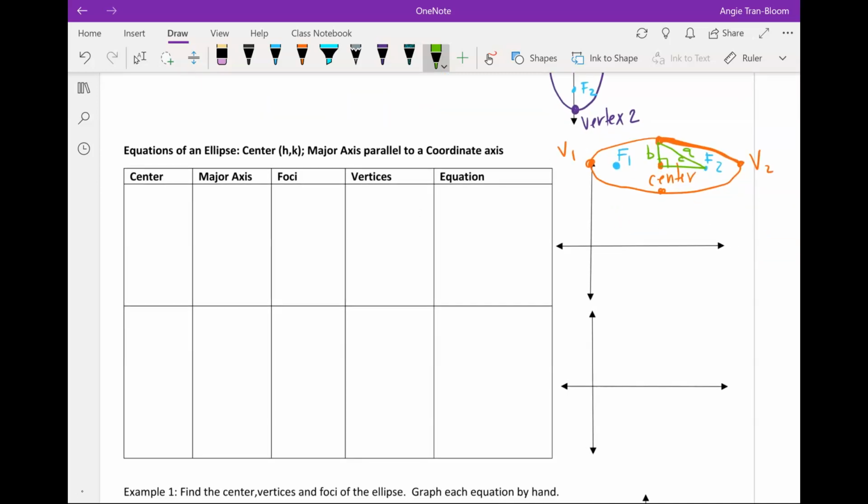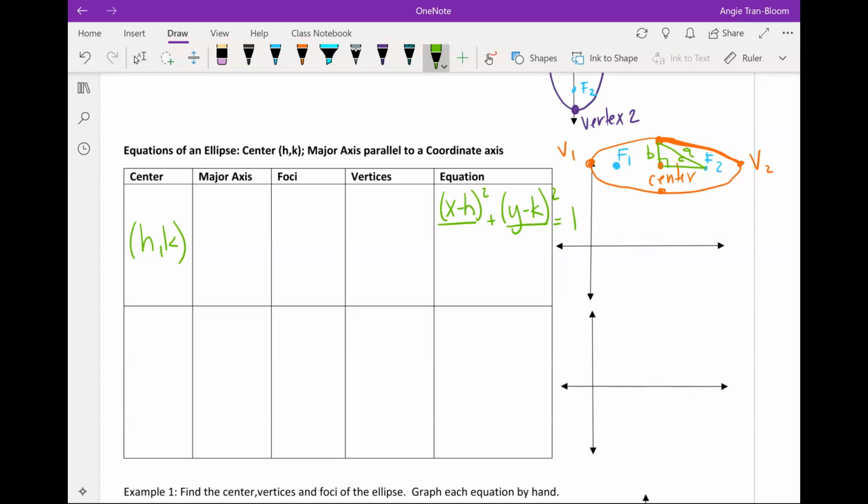All right. Center. It will always be h comma k. It does not matter how it is positioned. Your equation is no longer just x squared. Your equation is quantity x minus, guess what? h quantity squared over something plus y minus k quantity squared over something, always equal to 1.